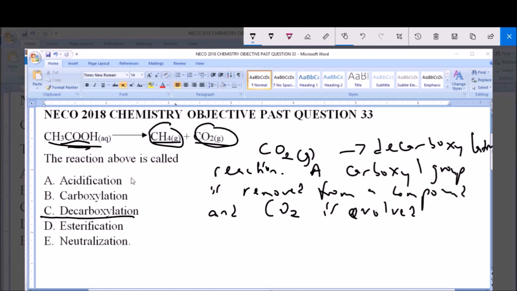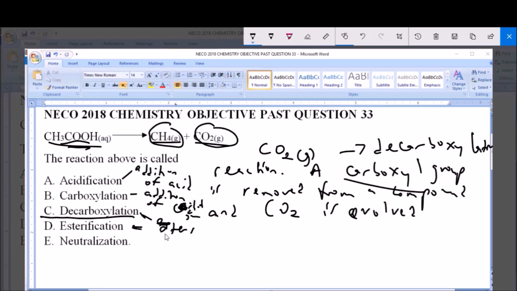Now for clarity, acidification involves a reaction that involves addition of an acid to a compound. Carboxylation involves addition of a CO2 group or carboxyl group. Decarboxylation involves removal of a carboxyl group. Okay. Esterification is when esters are formed.